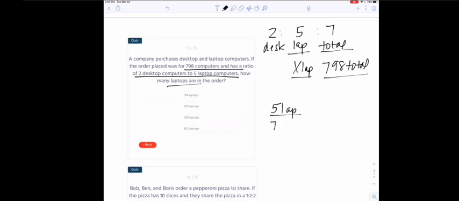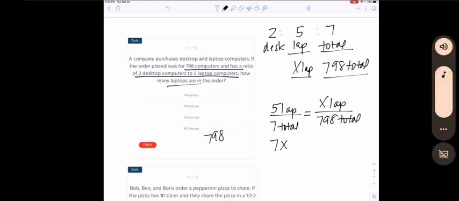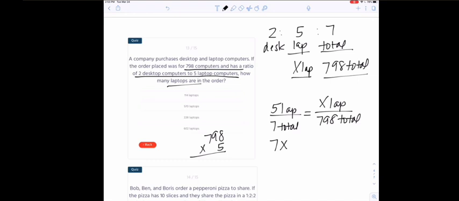First fraction is going to have our ratio. 5 laptops to 7 total is equal to x laptops, 798 total. Let's cross multiply. 7 times x is 7x. 798 times 5, we have to figure it out. 5 times 8 is 40, carry the 4. 5 times 9 is 45, plus 5 is 49. Carry another 4. 5 times 7 is 35, plus 4 is 39. So 7x equals 3990. Now let's divide by 7 so we can isolate the x.